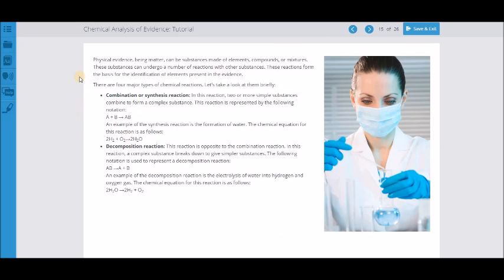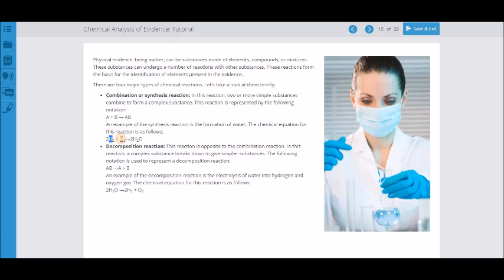Now, the video that I left for you, I think, has 5 different kinds. I'm not sure, but we're going to be talking about 4 different kinds. The first one is called a combination or a synthesis reaction. Very simple. Combination means to combine, just like synthesis means to put together. And look at what we're doing. We're taking an A and a B, and we're putting it together to make AB.